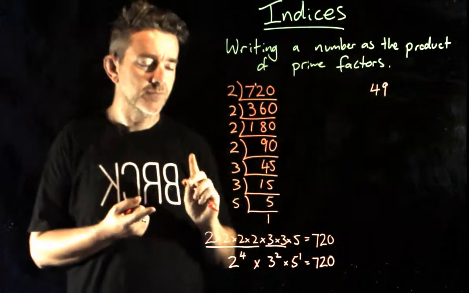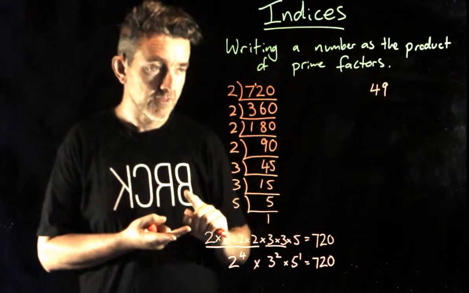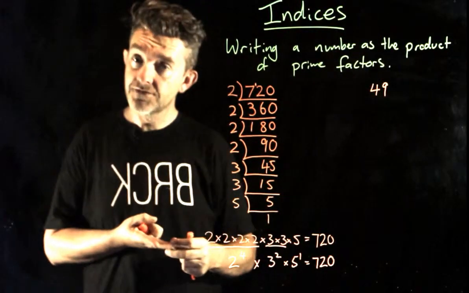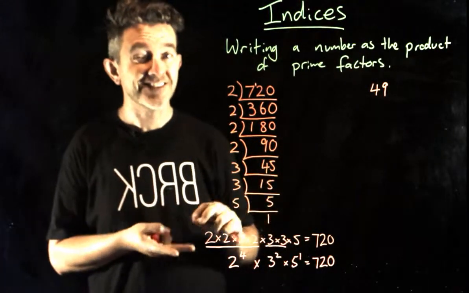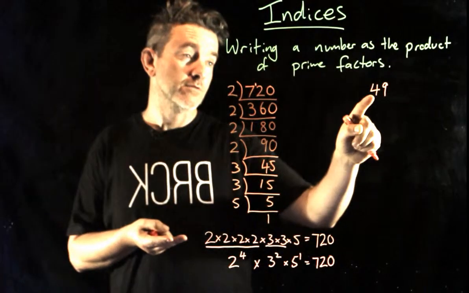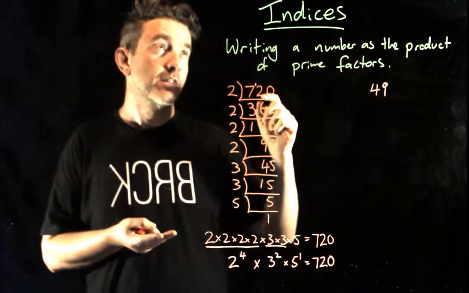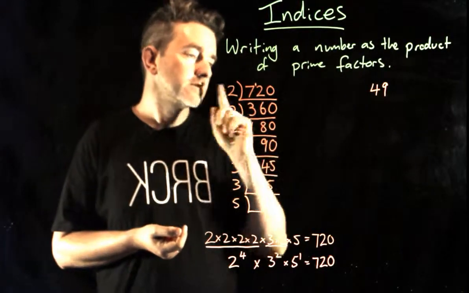49. Can I divide it by 2? No, it's an odd number on the end. Can I divide it by 3? Well, it's got a 9. I know 9 is divisible by 3. But if I do a bit of further investigation, I'd find that actually 3 doesn't go into 49 if I use my calculator. Or if I use the rule, 4 plus 9 is 13, and 13 is not divisible by 3. Let's see, what else?